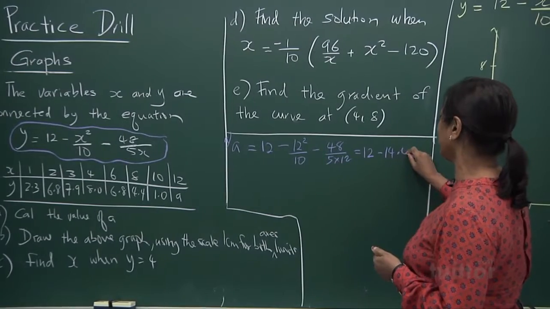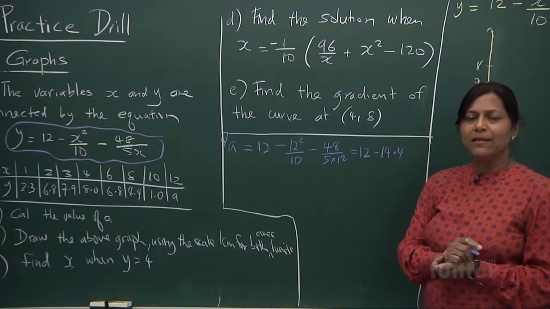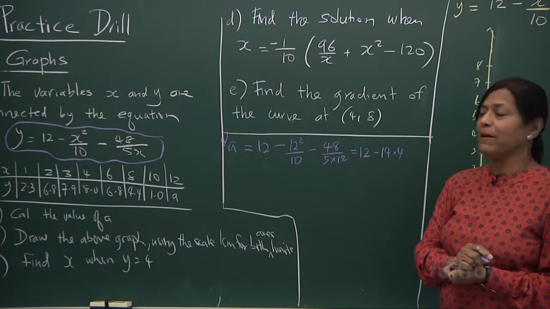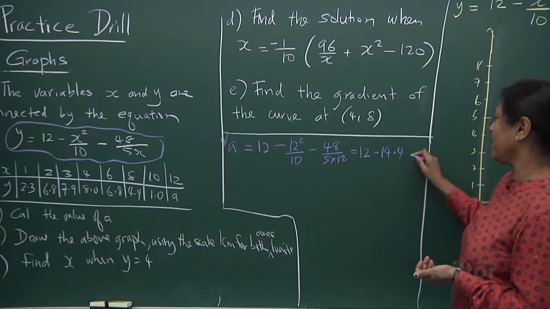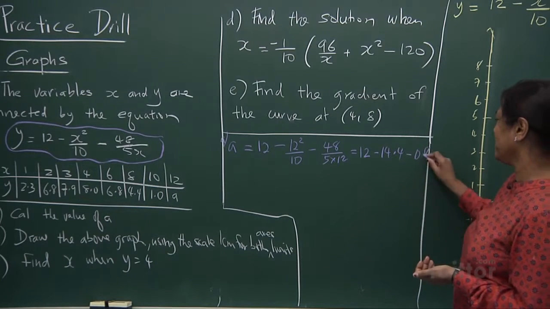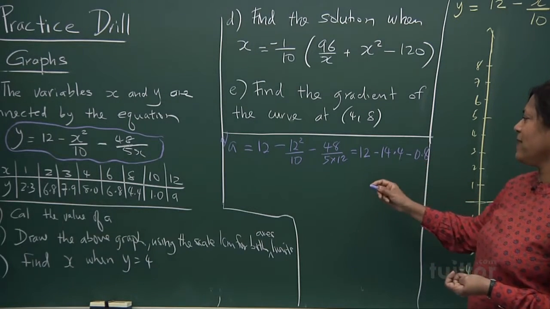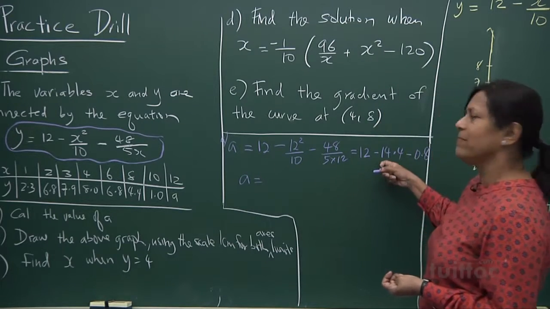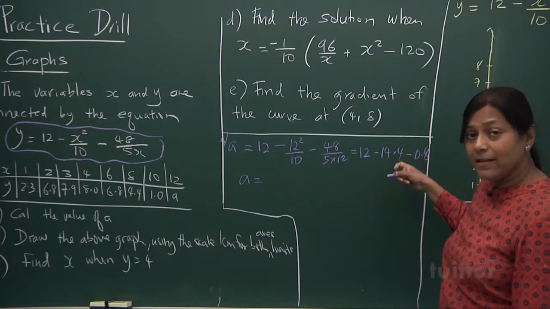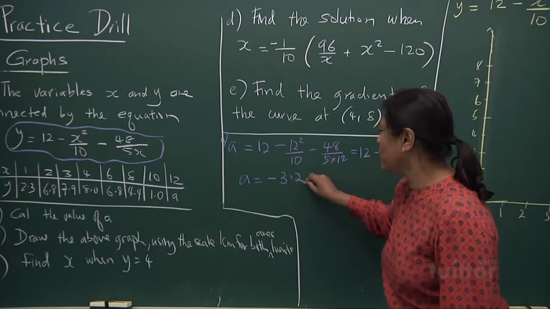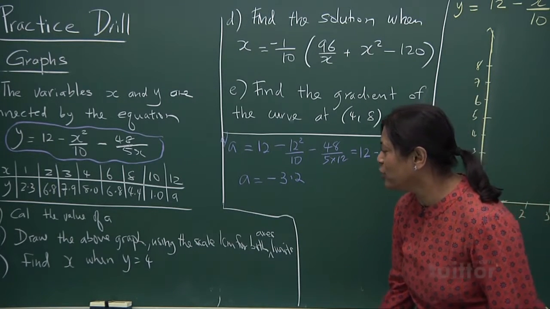As I said, stay away from the calculator if you can. 48 divided by 60: you can see that 48 divided by 12 is 4, and 60 divided by 12 is 5. You can cancel 48 and 12, and you get 4 over 5, which is 0.8. Now taking 12 minus 14.4 and minus 0.8, you can see A is equal to minus 2.4 minus 0.8, which will give you minus 3.2. Got it? Good.